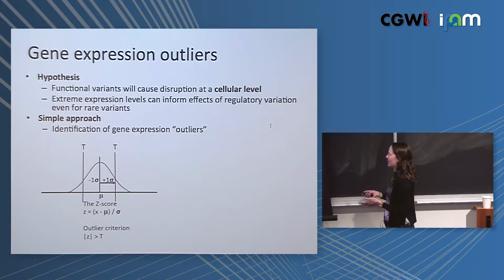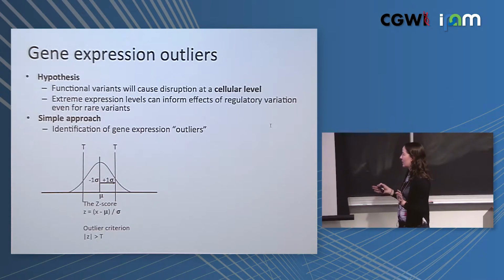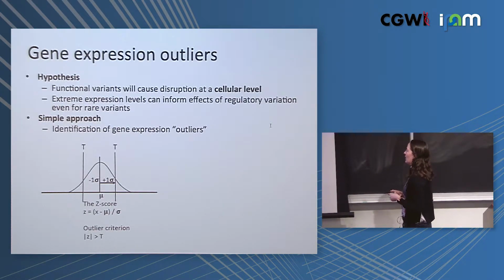The hypothesis is simply that regardless of anything else, a functional variant that causes disease or causes some sort of deleterious effect to the organism very likely causes some kind of disruption at a cellular level. And so given the hypothesis that many of us have that most non-coding variation acts through gene regulation, extreme expression levels, so seeing that somebody displays a very extreme level of expression for a particular gene may be able to inform the effects of regulatory variation, even for very, very rare variants.